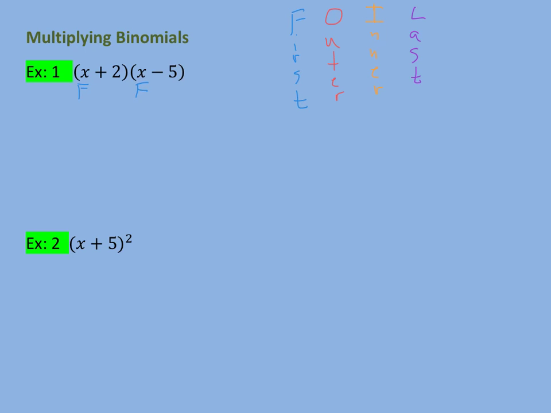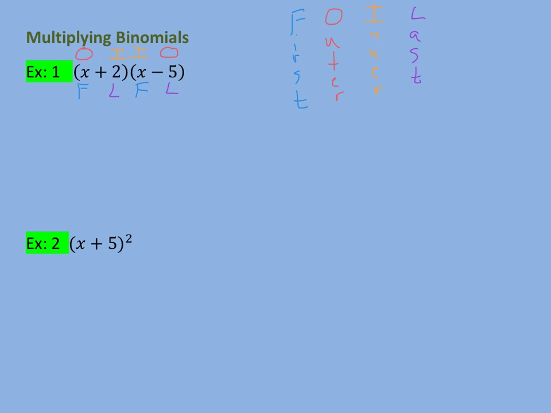The outer would be the outside of the binomials. So the outer would be the x and the -5. The inner is just as you would imagine. It is the inner terms in the binomial. So it would be the 2 and the x. And then finally, last would be the last terms, the last spot in each of those binomials. So the 2 and the -5. And you just multiply those together.